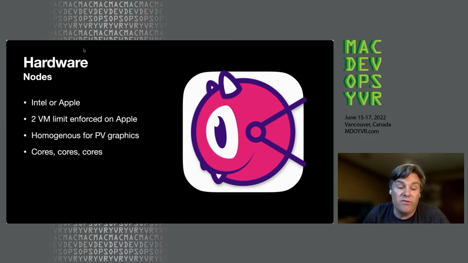The most important thing probably for speccing out your nodes is cores. You're going to run out of cores before you run out of RAM in most cases. And you can usually, in Intel Mac Minis anyway, add more RAM. You can't add more cores very easily. So cores are the thing that is going to be your limiting factor as to your scaling in most cases.